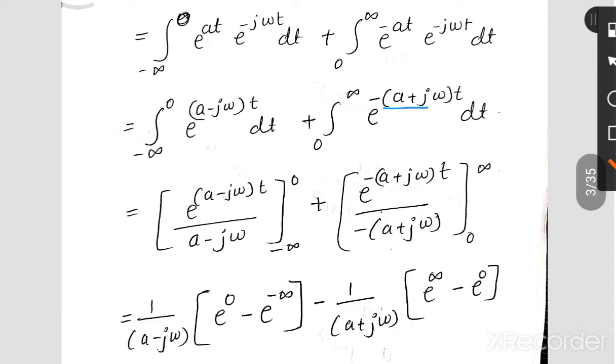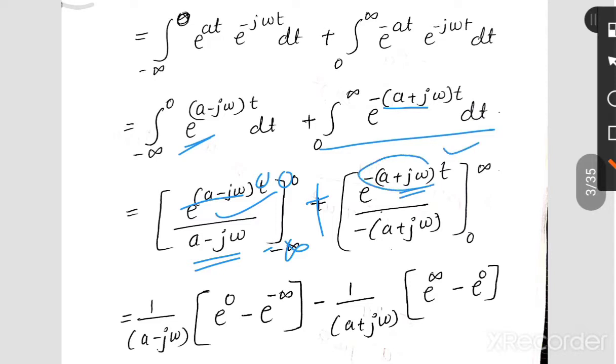Very simple thing for us. Integration of e raised to theta will be e raised to theta divided by the coefficient of theta, that is e raised to a minus j omega t as it is, divided by the coefficient of t, that is a minus j omega. We substitute the limits from minus infinity to 0, and for the second term, when you integrate it will be e raised to minus a plus j omega into t as it is, divided by t's coefficient, which is minus a plus j omega.